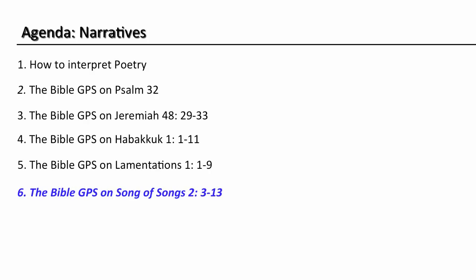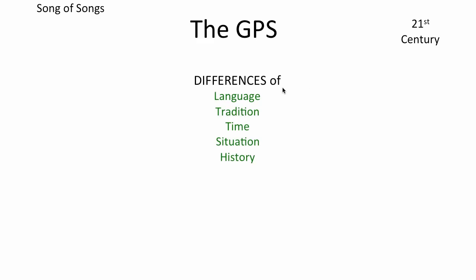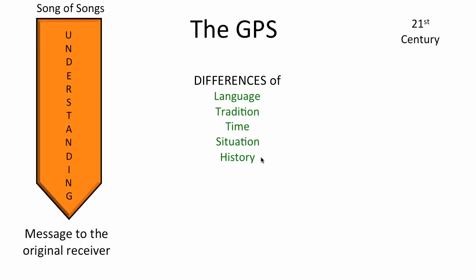In this video we're going to focus the Bible GPS on Song of Songs chapter 2 from verses 3 to 13. So there you have the Song of Songs. Those people lived many years before Christ, and we live in the 21st century, and we see that there are differences between language, tradition, time, situation and history. And therefore in the GPS method we go through three processes that will help us to take the message to the 21st century. So the first process is understanding.